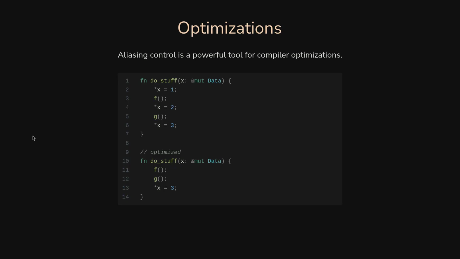To my knowledge, in any other language, if the compiler doesn't know anything about f and g, it cannot ensure that they are not modifying x. So it cannot touch this program at all. However, in Rust, what's really powerful is that because it knows that x is unique, and it's guaranteed by the type system, then f and g cannot touch x. Neither can they read x, in fact. So you can just remove the first two assignments because they are useless. Nobody is reading x in between.